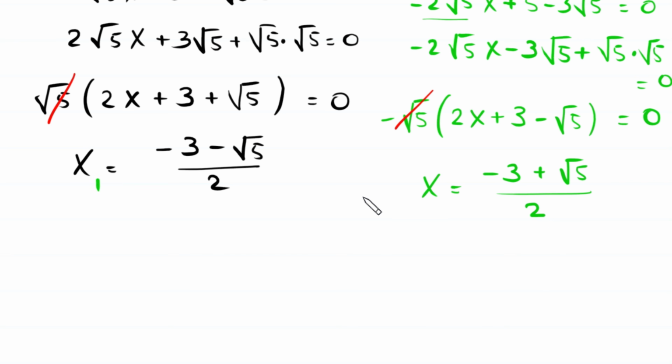This is first and this is second, so we have two solutions for this equation: negative 3 minus root 5 over 2 and negative 3 plus root 5 over 2.